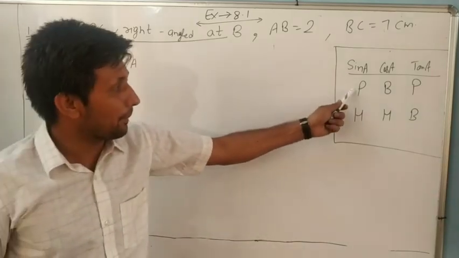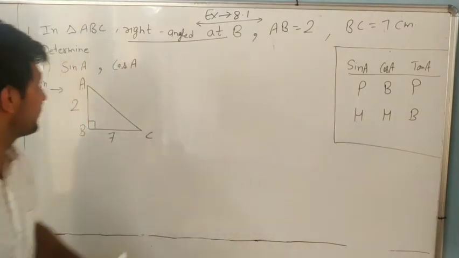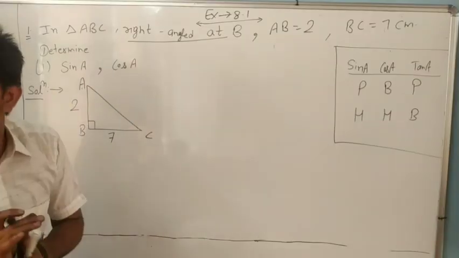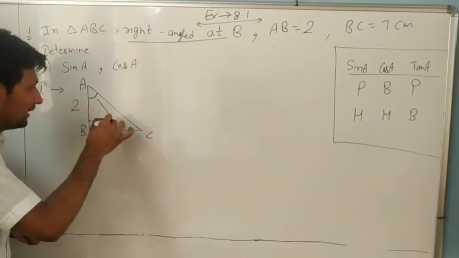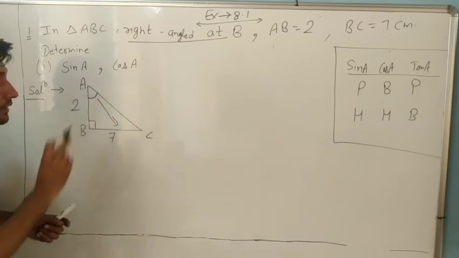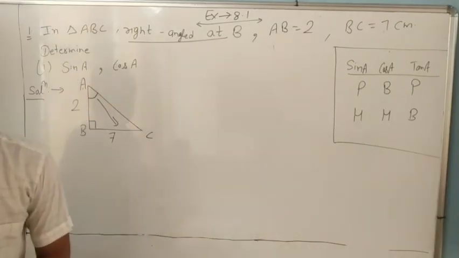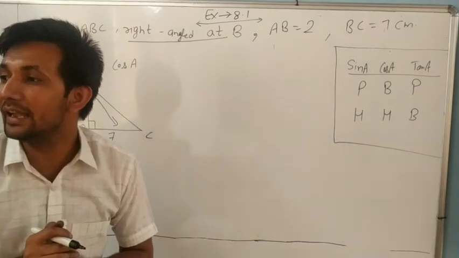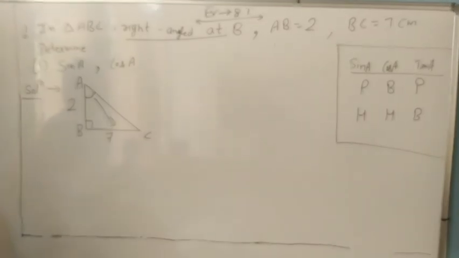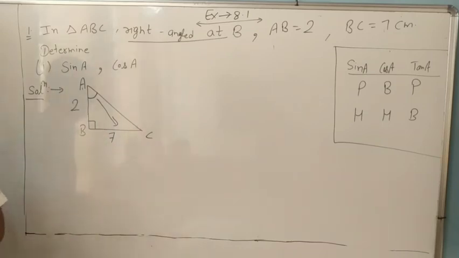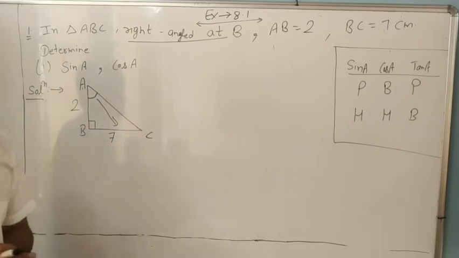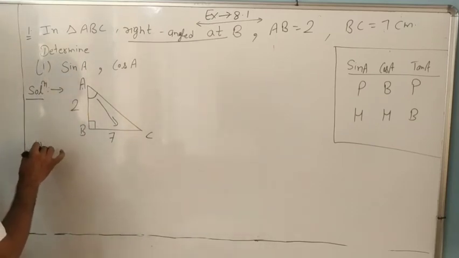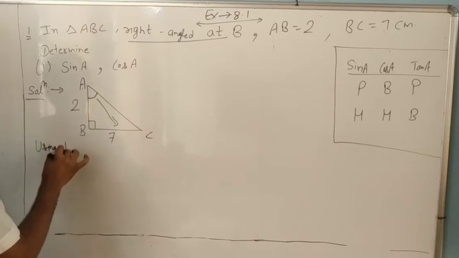Sin A means perpendicular by hypotenuse. Perpendicular is always opposite of the angle, so 7, divided by hypotenuse AC. But AC we don't know, so first we will find AC. How can you find AC? Do you remember? It is a right angle triangle, so we use the Pythagoras theorem. Since the 7th class, whenever one angle is given as 90, we use the Pythagoras theorem.